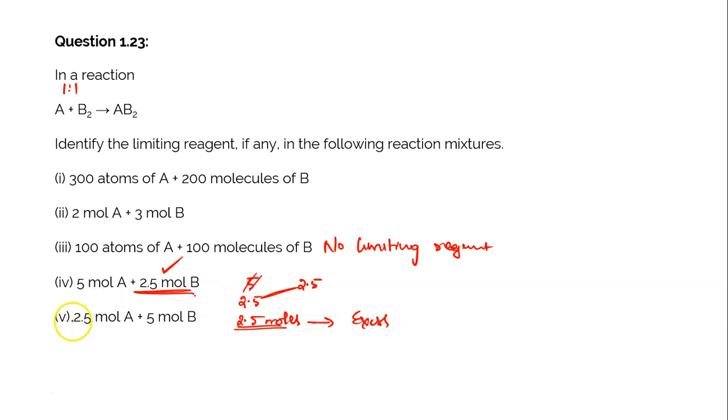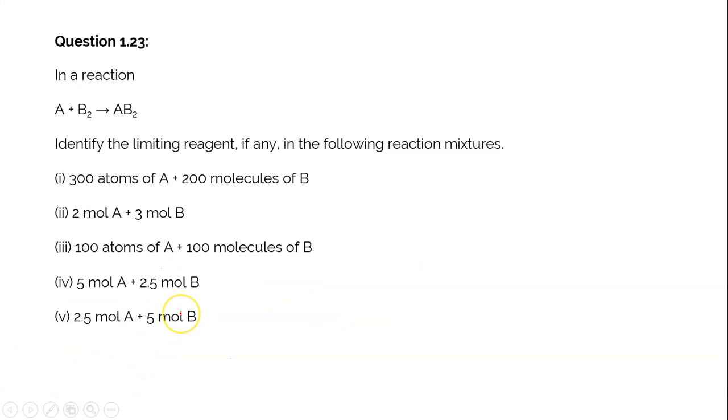Next one, the fifth part. The fifth part is 2.5 moles of A and 5 moles of B. Applying the same logic, if you have 2.5 moles of A, you just need 2.5 moles of B. But you are having 5 moles of B, which you don't need. So 2.5 moles of B will be left behind in the container. So you call B the excess reagent here and A will be called the limiting reagent. This is how we identify limiting reagents.